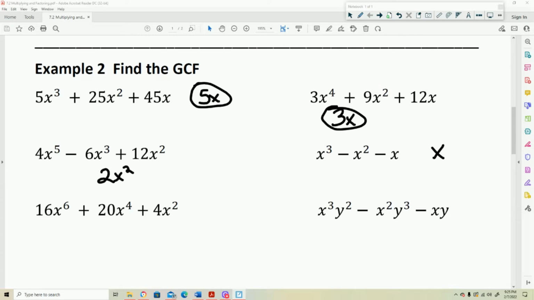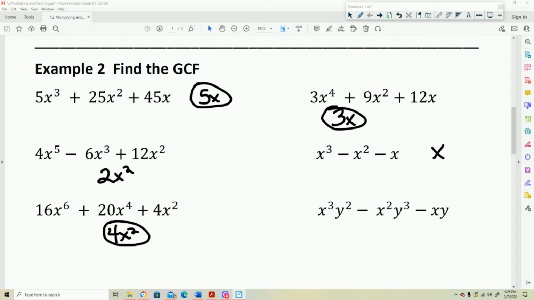Okay, keep going. I've got 16x^6, 20x^4, and 4x^2. Well, 4 goes into all of the numbers, so 4 is the number part of that. And they all have at least 2 x's. So x^2 is the variable part of the GCF. I'm going to put that together, and my answer is 4x^2 for the GCF.